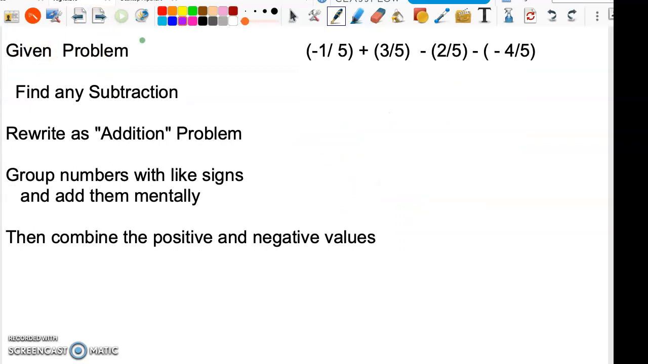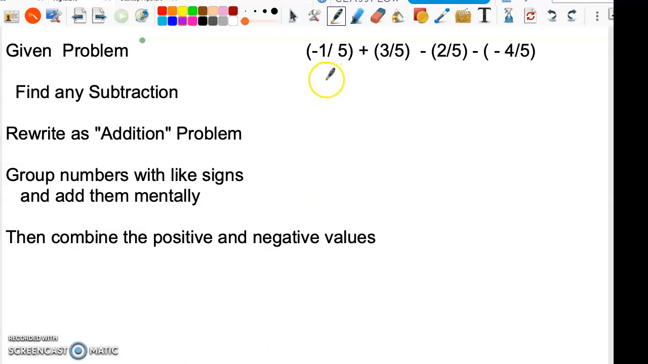All right, here's the problem, but it's fractions. Adding and subtracting fractions, remember they have to have a common denominator. We're going to do the same thing. We're going to find all of the positive fractions, find all of the negative fractions, and then combine them and do one final subtraction at the end.